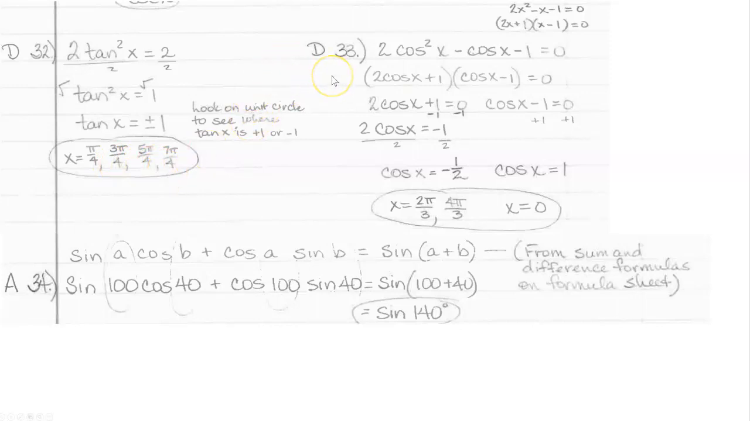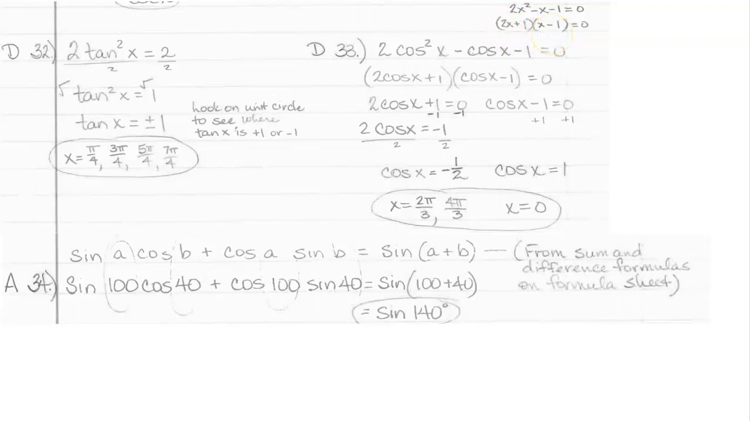Then for 33, there's no way to get cosine by itself because I have a cosine squared and a cosine to the first. So what we've been doing is replacing the trig function with a variable, maybe to make it a little bit easier to see. So if I replace cosine with just an x, that'd be 2x squared minus x minus 1. So again, you can see there'd be no way to get x by itself. I would need to factor that. So if I factor, I'm going to get 2x plus 1 times x minus 1.